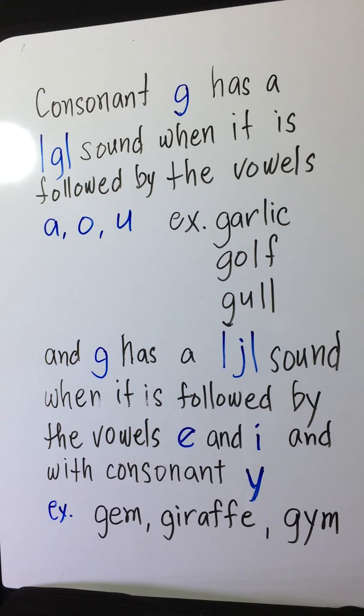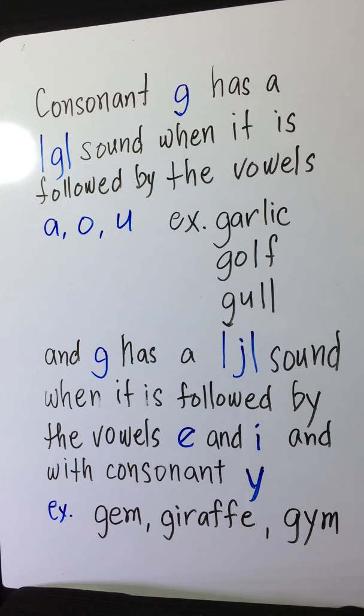Next, our consonant G has a G sound when it is followed by the vowels A, O, and U. Our example here: garlic, golf, gull.